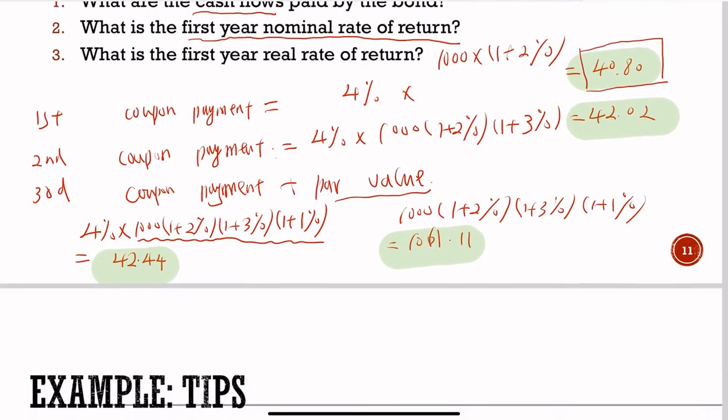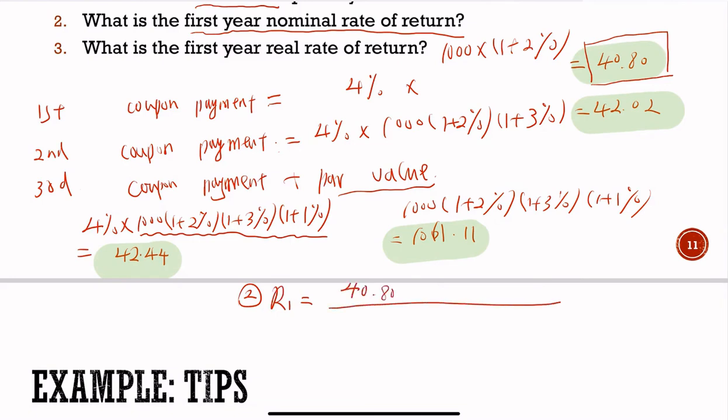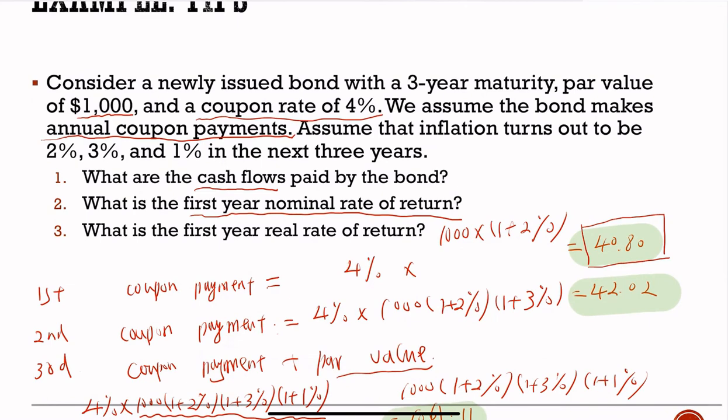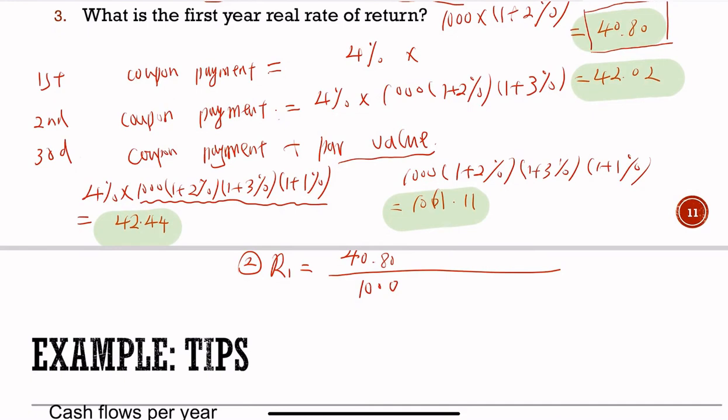So you can see that to solve the second question, we could find out the first year return equals this divided by what? Well, you will divide this number with 1,000. That is your initial par value. Next, let's think about this. Is this the correct answer?